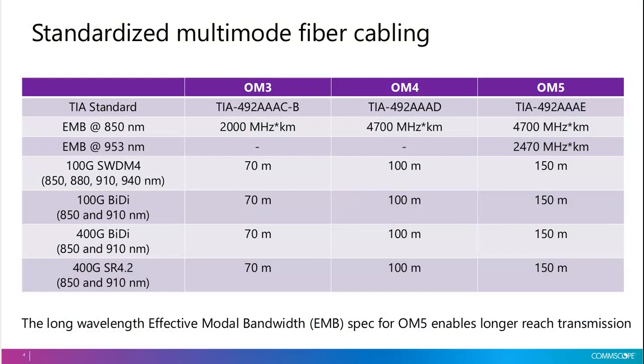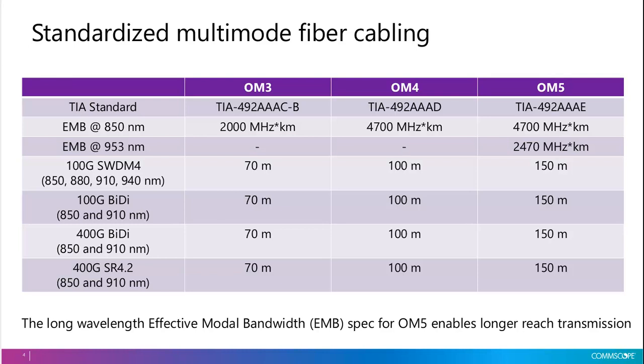When it comes to multimode fiber cabling, the three most relevant types are OM3, OM4, and OM5. These have all been standardized by the TIA, and you can see the relevant standards documents listed there. Each of these fibers has an EMB spec at 850 nanometers. EMB stands for effective modal bandwidth, which is a measure of the data rate and reach that a multimode fiber can support. The EMB spec for OM3 fiber is 2,000 megahertz kilometers, and for both OM4 and OM5, it's a value of 4,700 megahertz kilometers.